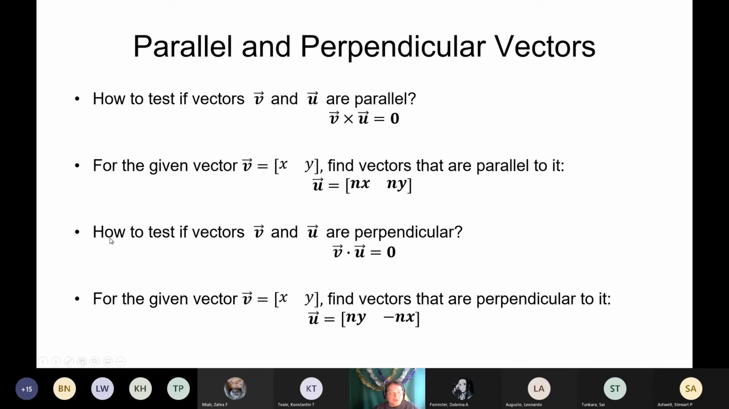Also, I will jump to the third point here: how to test if vectors v and u are perpendicular. It's a similar thing, but you test the dot product. Again, the dot product is maximum for parallel vectors, but it's not very useful here. The dot product is a very good measurement of how close they are, but it's difficult to say if you have some huge value of dot product.